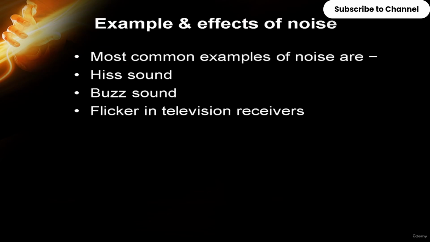Next, we'll see examples and effects of noise. What can noise cause? Noise can cause many issues. The first example is hiss sound. Hiss sound occurs in radio receivers. The next is buzz sound. This buzz sound occurs in telephone conversation, then flicker in television receivers like that. Not only that, noise limits the operating range of systems. Noise is also very sensitive to receivers. Hope in this lecture everyone understood signals, noise and types. Thank you.